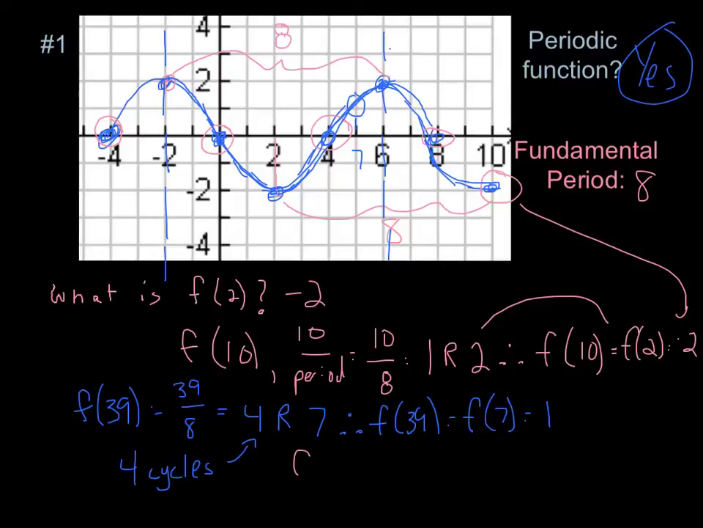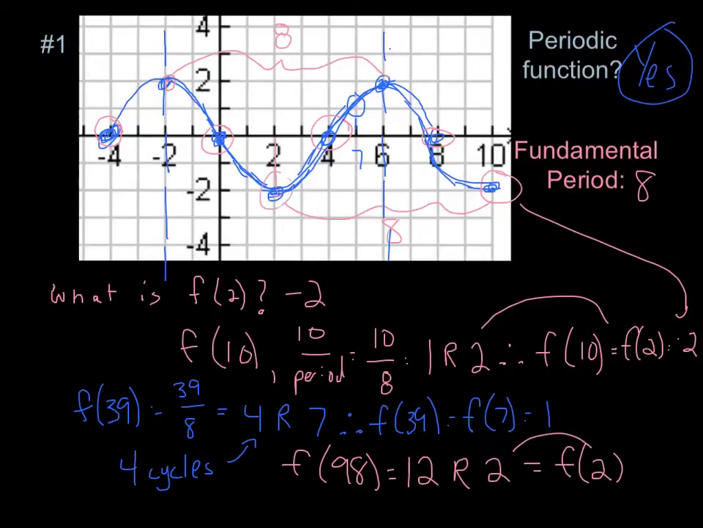All right, let's have a little fun here. Let's find f of, oh, I don't know, how about 98? F of 98. Well, 8 goes into 98 12 times with a remainder of 2. So that means we're really just looking for f of 2. Well, we've already done that a couple times. F of 2 was negative 2.